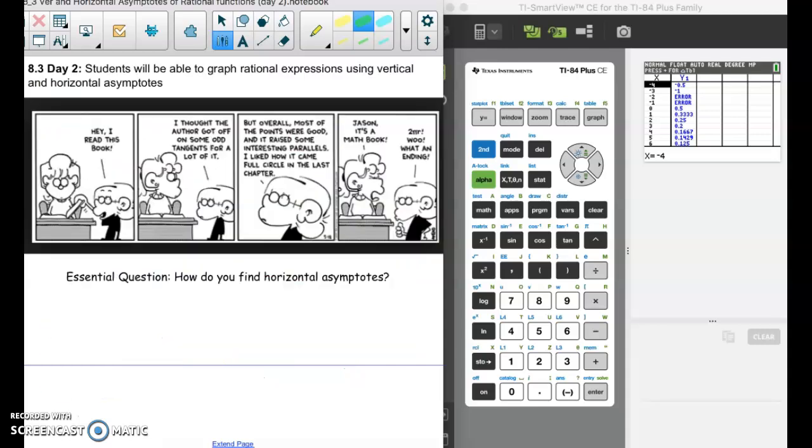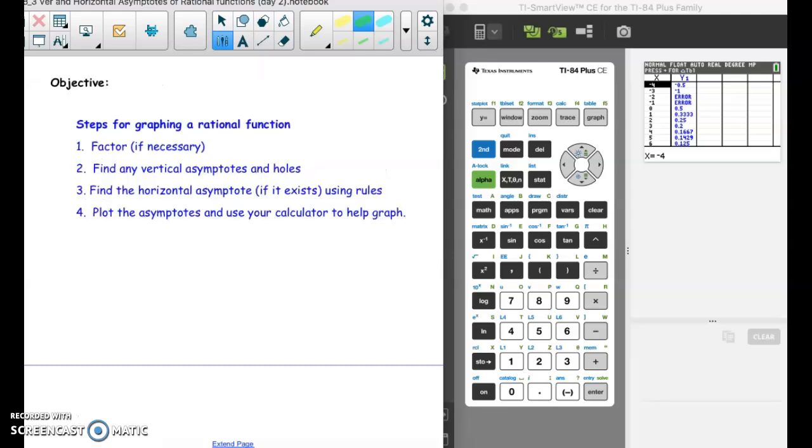Today we're going to focus on horizontal asymptotes, and when we get back to class, we're going to bring it all together and do some graphing. The steps for graphing start with factoring so that you can find your vertical asymptotes and holes. That's what we did yesterday. And today you're going to find the horizontal asymptote, if it exists. There's only one, and it uses a certain set of rules.